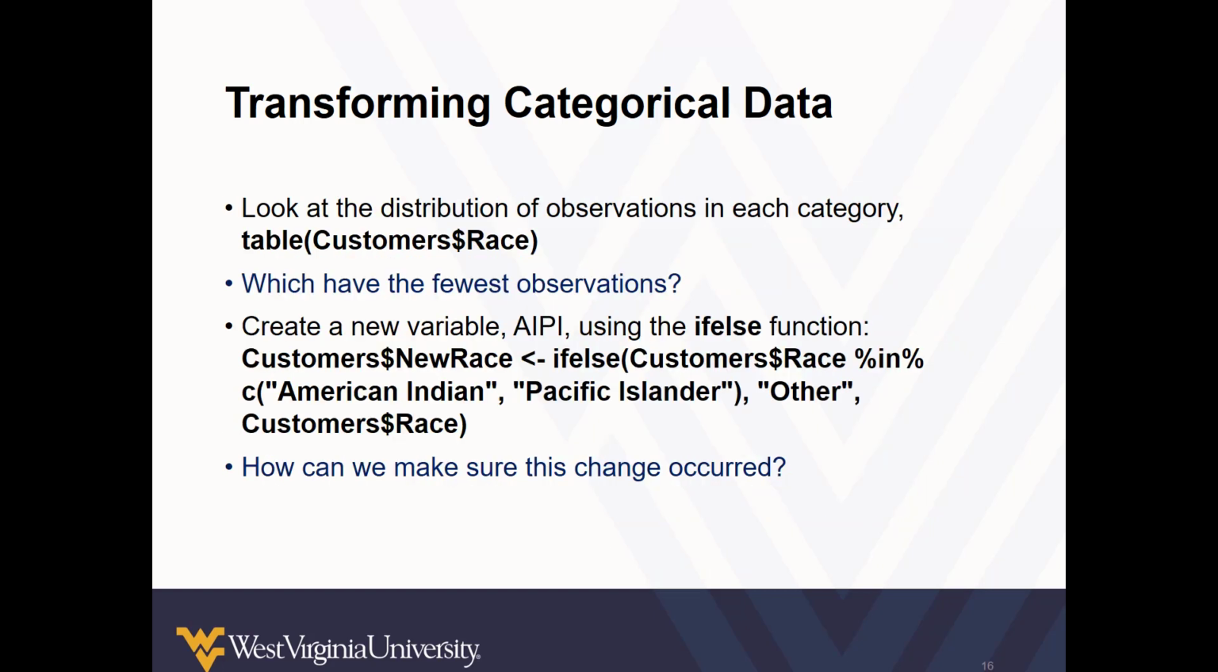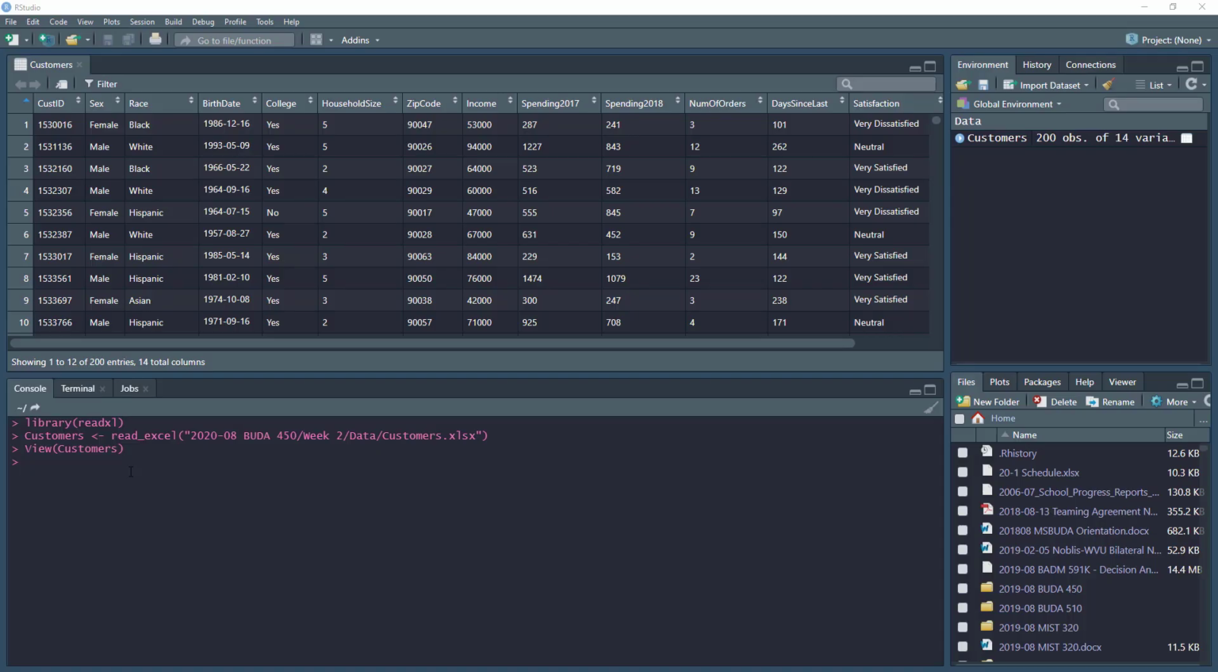So now we're going to open up RStudio and we are going to combine some categorical data. So here we are in RStudio. I've loaded up the customers data, and let's take a look at the distribution of customers in our various categories for race. We can do this using the table function. So here we can see our different categories of race, and we have two that have a very low number of respondents, American Indian and Pacific Islander.